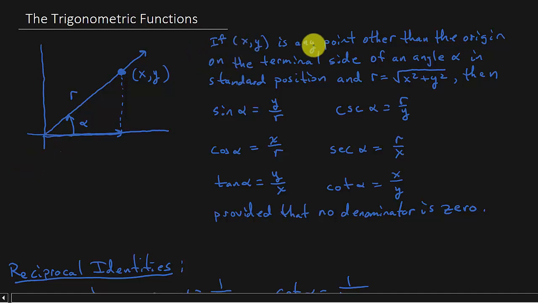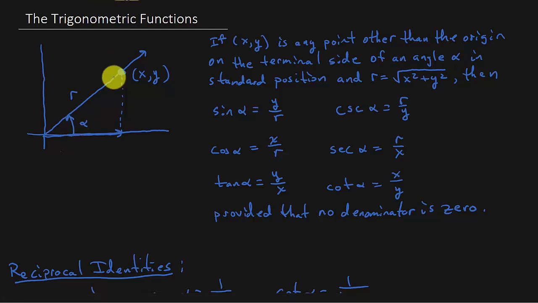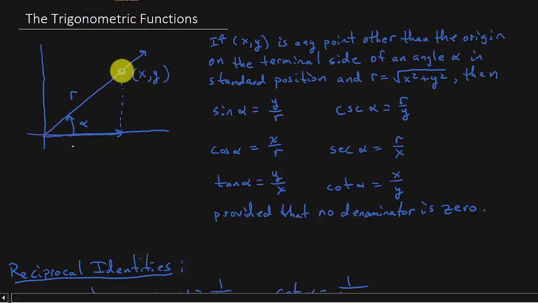So if x, y is any point other than the origin on the terminal side of an angle alpha, here's our angle alpha, and here's the terminal side, and we have our point here, x, y, in standard position. And r, which is this distance from the origin to the point, is the square root of x squared plus y squared. Then we have all this stuff right here.